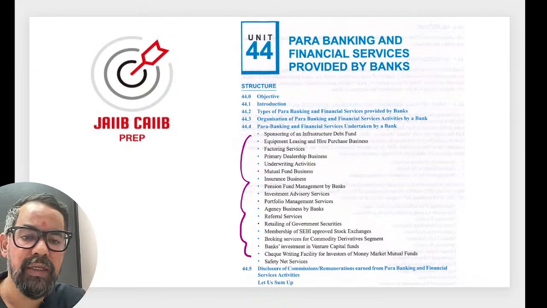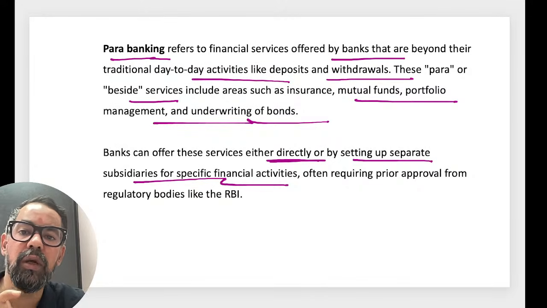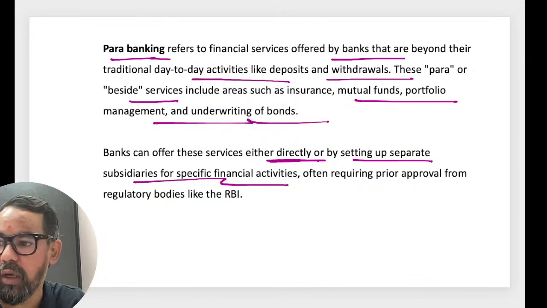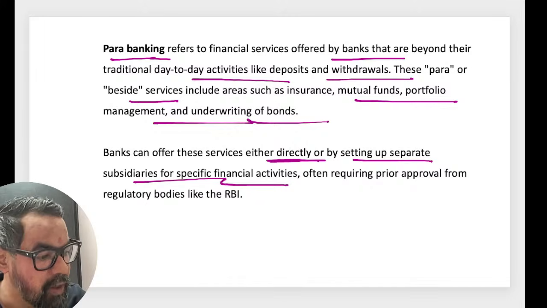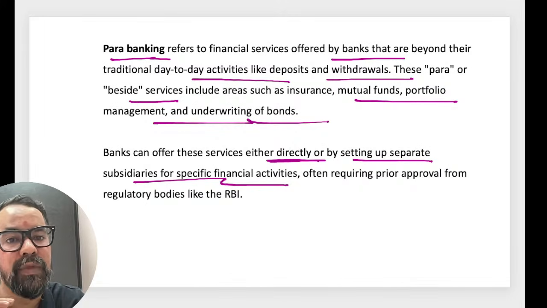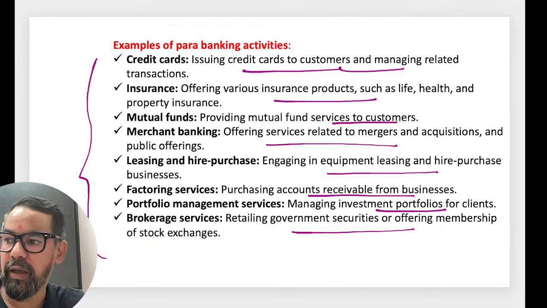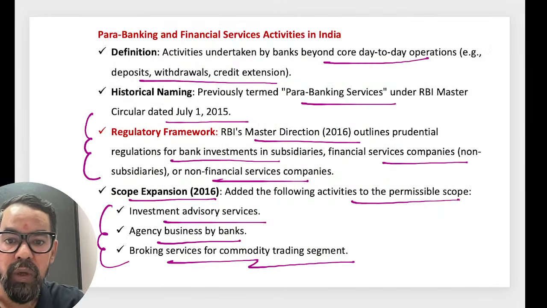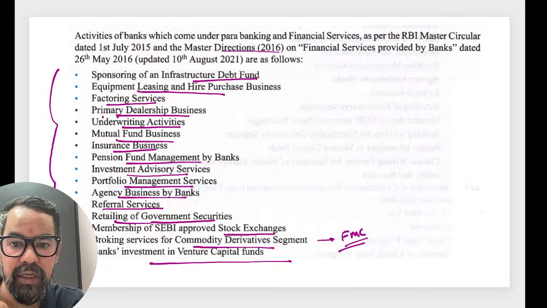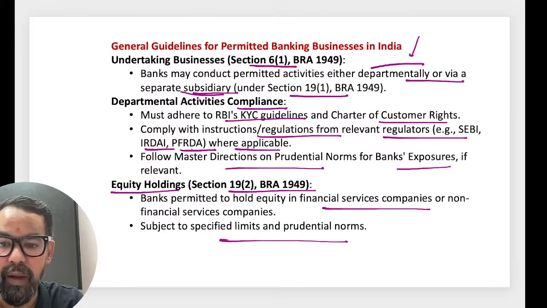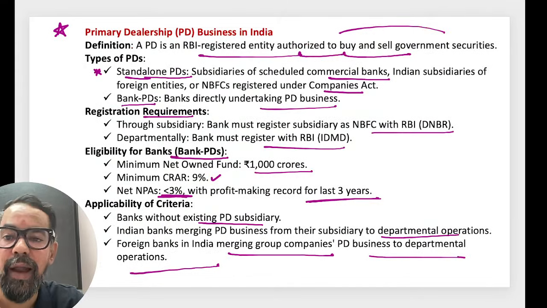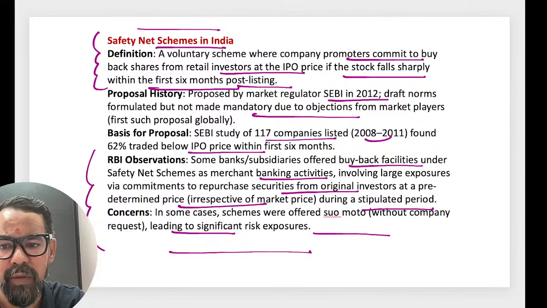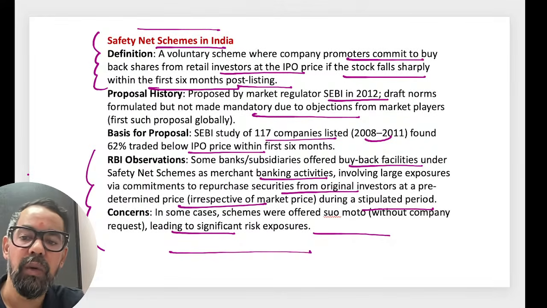So para banking is something beside the core and traditional banking of borrowing and lending. Core banking for us is accepting deposits and giving loans; apart from that, the services we run on a commission basis generally come under this. Here we have a complete list also, so you can go through that one, no problem Sandhya ma'am. Just go through this one. These are the activities which generally come under para banking, and there are some guidelines. All these we have discussed in the past also, like primary dealers. Safety net scheme is something new apart from the others.